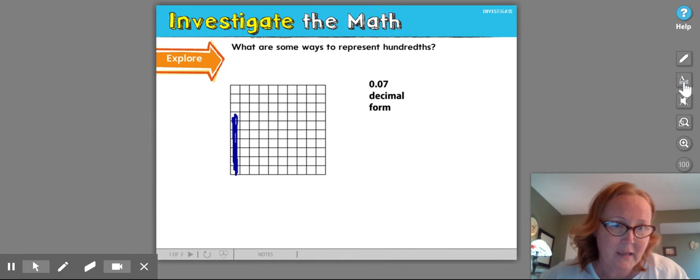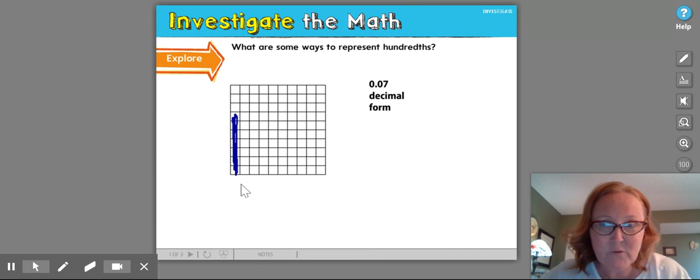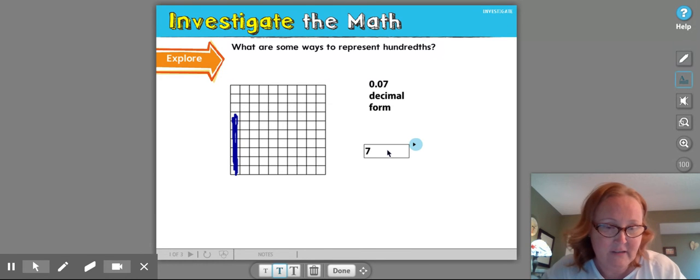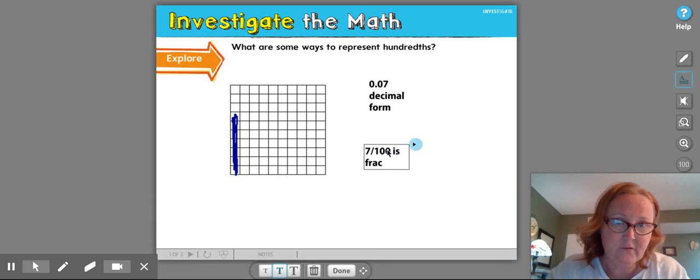Another way they may ask you to represent this is as a fraction. And that's what we're most comfortable with because we just finished fractions. So when you hear me say 7 hundredths, you really know that you have 1, 2, 3, 4, 5, 6, 7 out of a total of 100. So you can also represent it as a fraction. And so we would say 7 out of 100 is fraction form, written as a fraction.